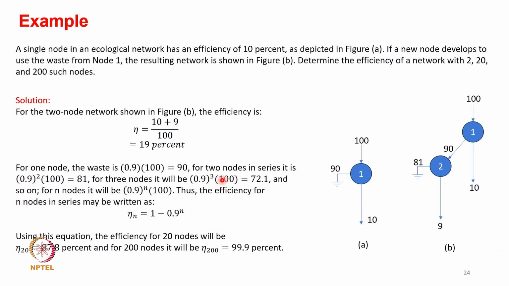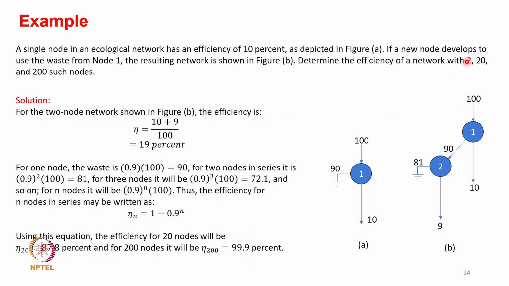So now look at a case: a single node in an ecological network has an efficiency of 10% as depicted in figure A. If a new node develops to use the waste from node 1, and the resulting network is shown as figure B, determine the efficiency of the network with 2 nodes, and again with 20 and 200 such nodes.